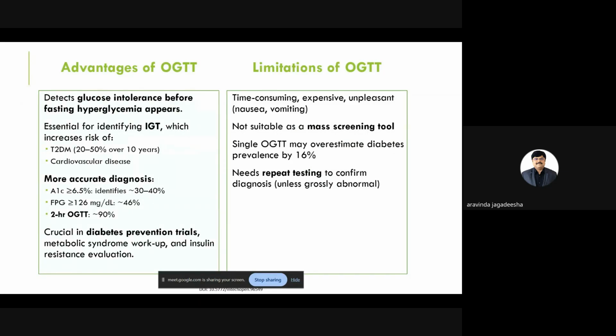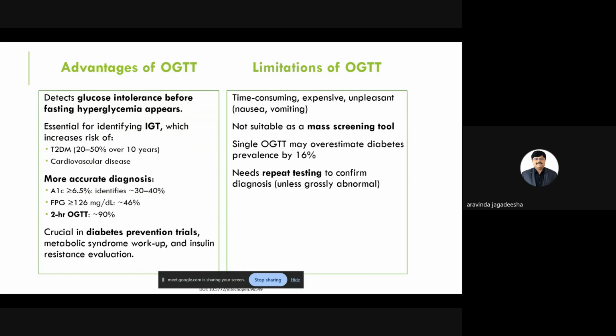It detects glucose intolerance before fasting hyperglycemia appears, essentially for identifying IGT, which increases the risk of type 2 diabetes and cardiovascular disease. More accurate diagnosis: A1C more than 6.5 identifies 30 to 40%, FPG more than 126, 46%. Now look, 2-hour OGTT is 90%. So it is crucial in diabetes prevention trials, metabolic syndrome workup, and insulin resistance evaluation.